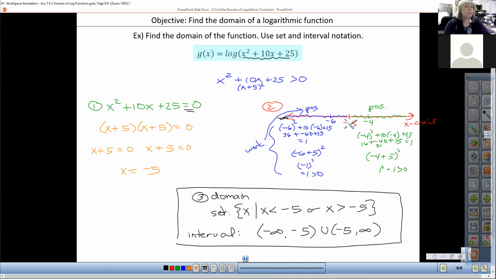So that's, if you end up with only one x value, you will create 2 intervals, 2 sections, and that creates that. Now, let's go back to the other strategy, for those of you who like that graphical strategy of determining your domain.